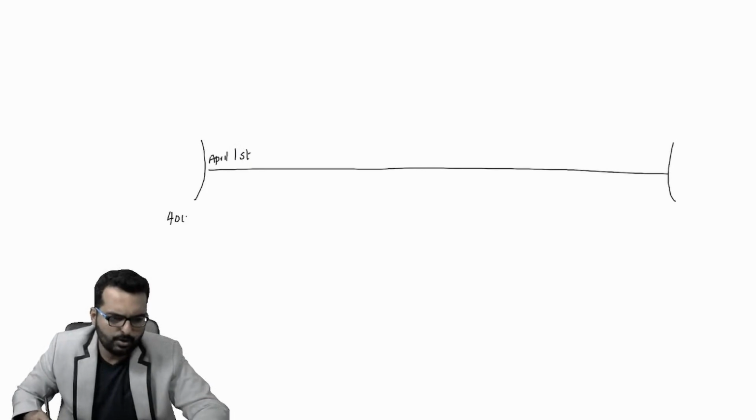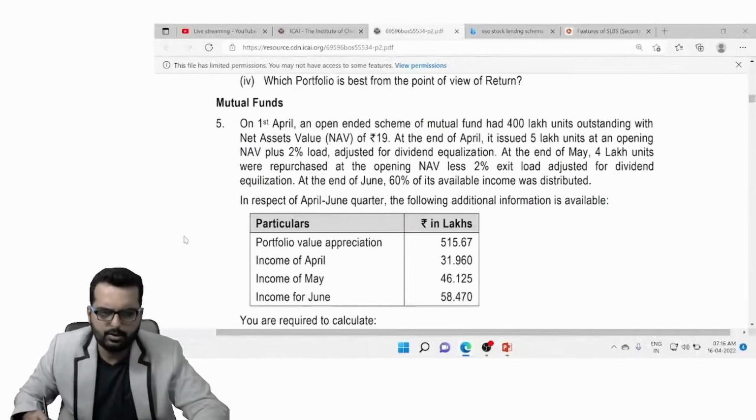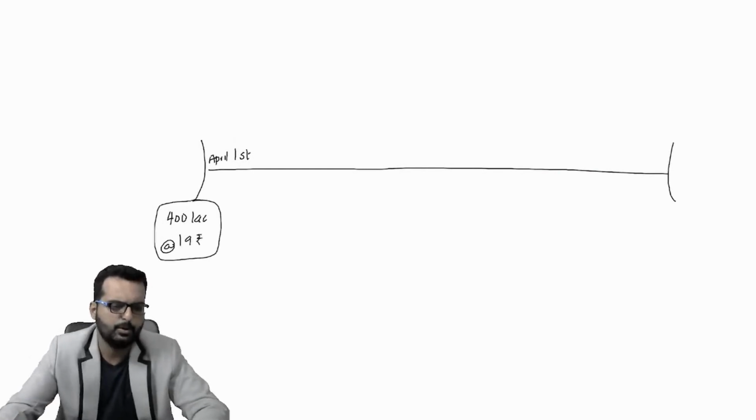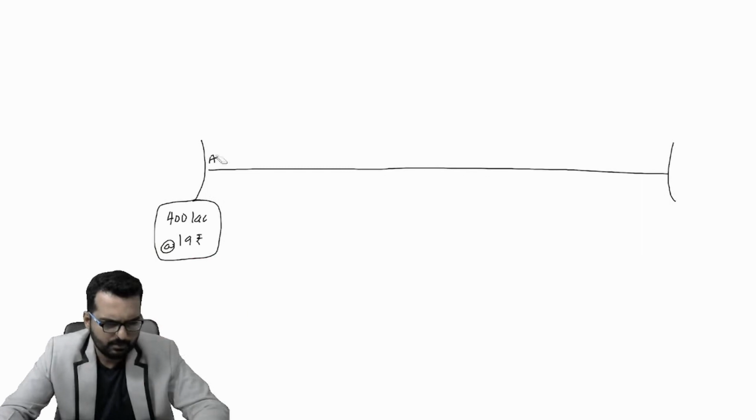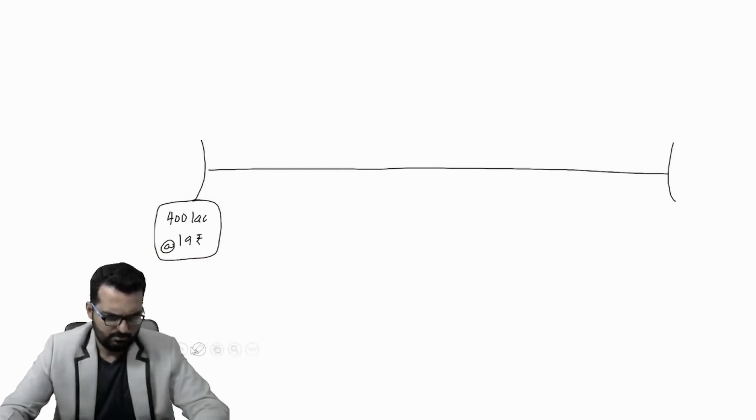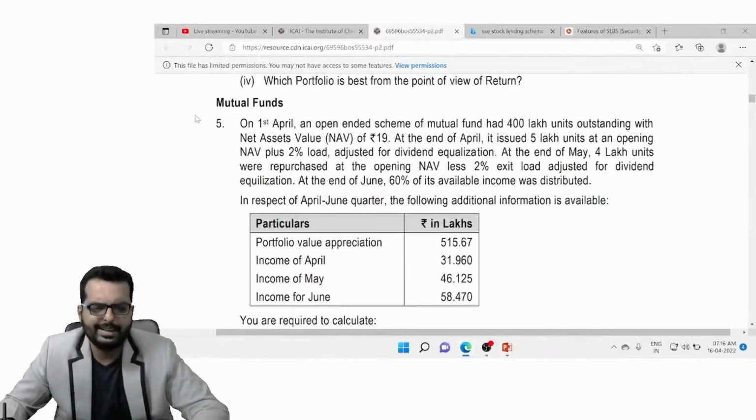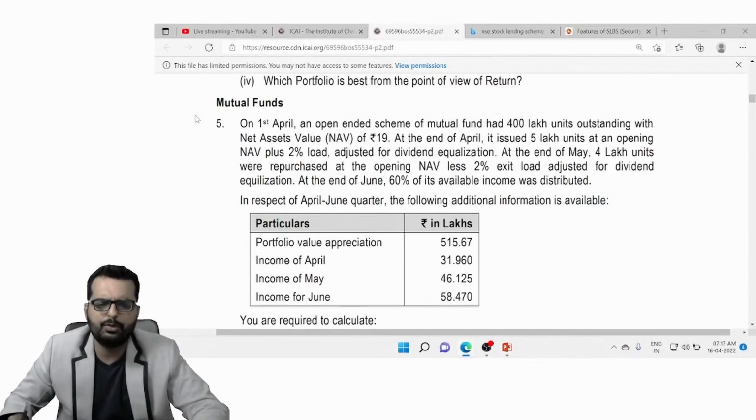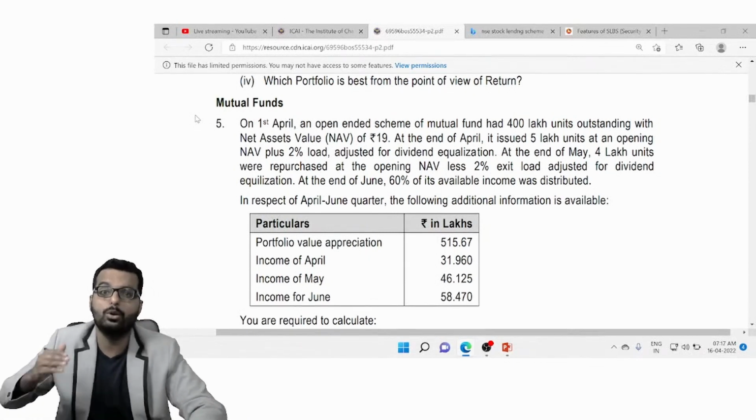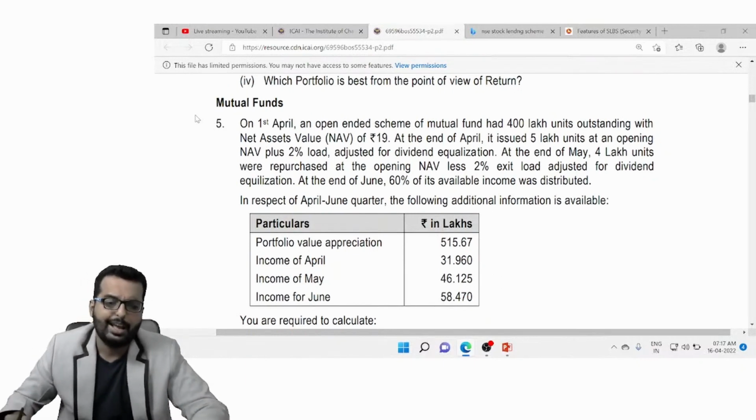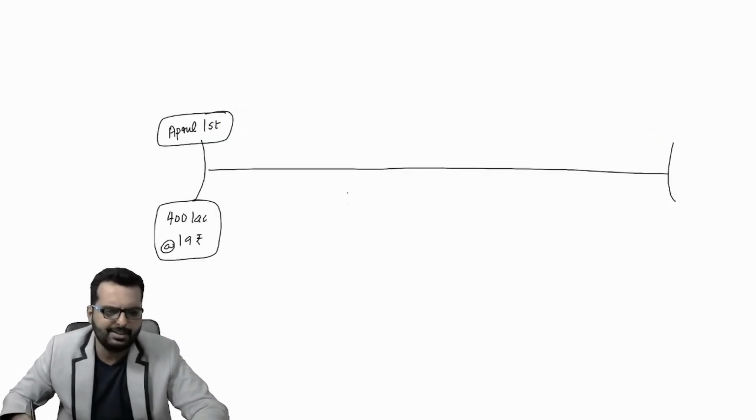This fellow has got 400 lakh units at the rate of 19 rupees per unit. Then they have issued 5 lakh units at opening NAV plus 2% load. That is called entry load. When people come in, they bring NAV plus some premium. That is called entry load, adjusted for dividend equalization. This happened at the end of April.